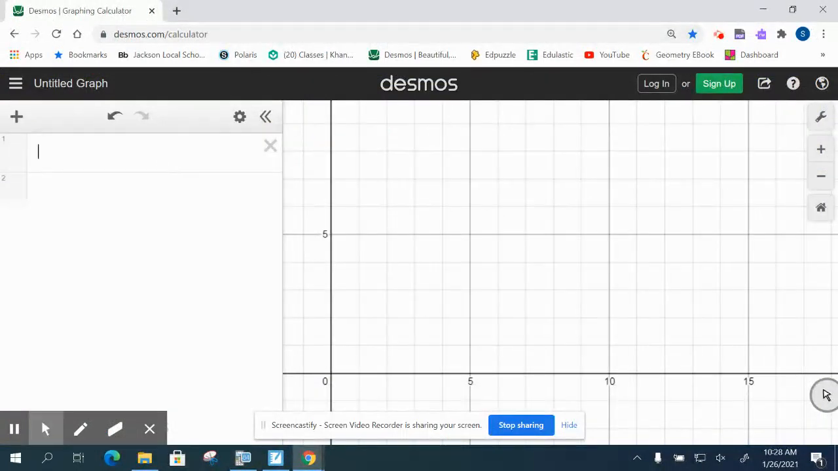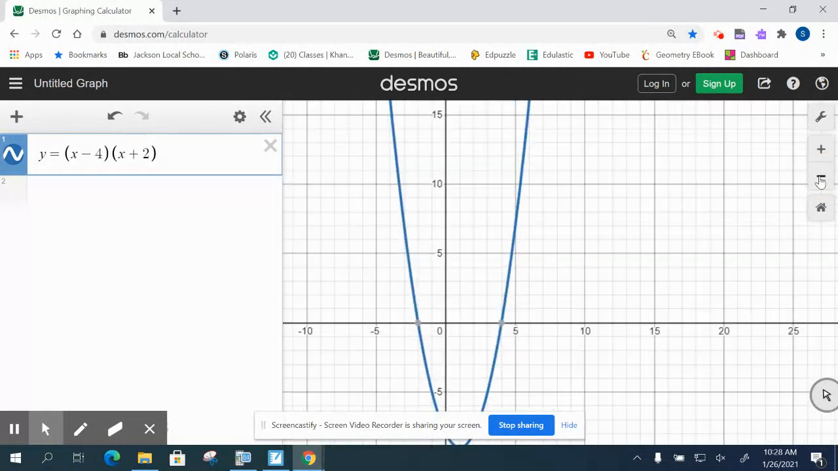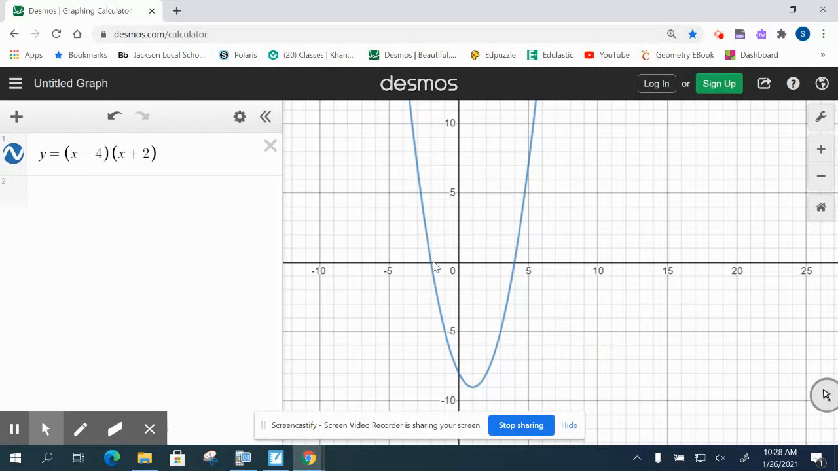So if I do y equals x minus 4 times x plus 2, let me zoom out a little bit. This is what my equation looks like, okay? And the zeros of our function, if we set the y equal to 0, we are finding the x-intercepts, because the x-intercepts are when y equals 0. So if you click on the x-intercepts, you get negative 2 and 4.